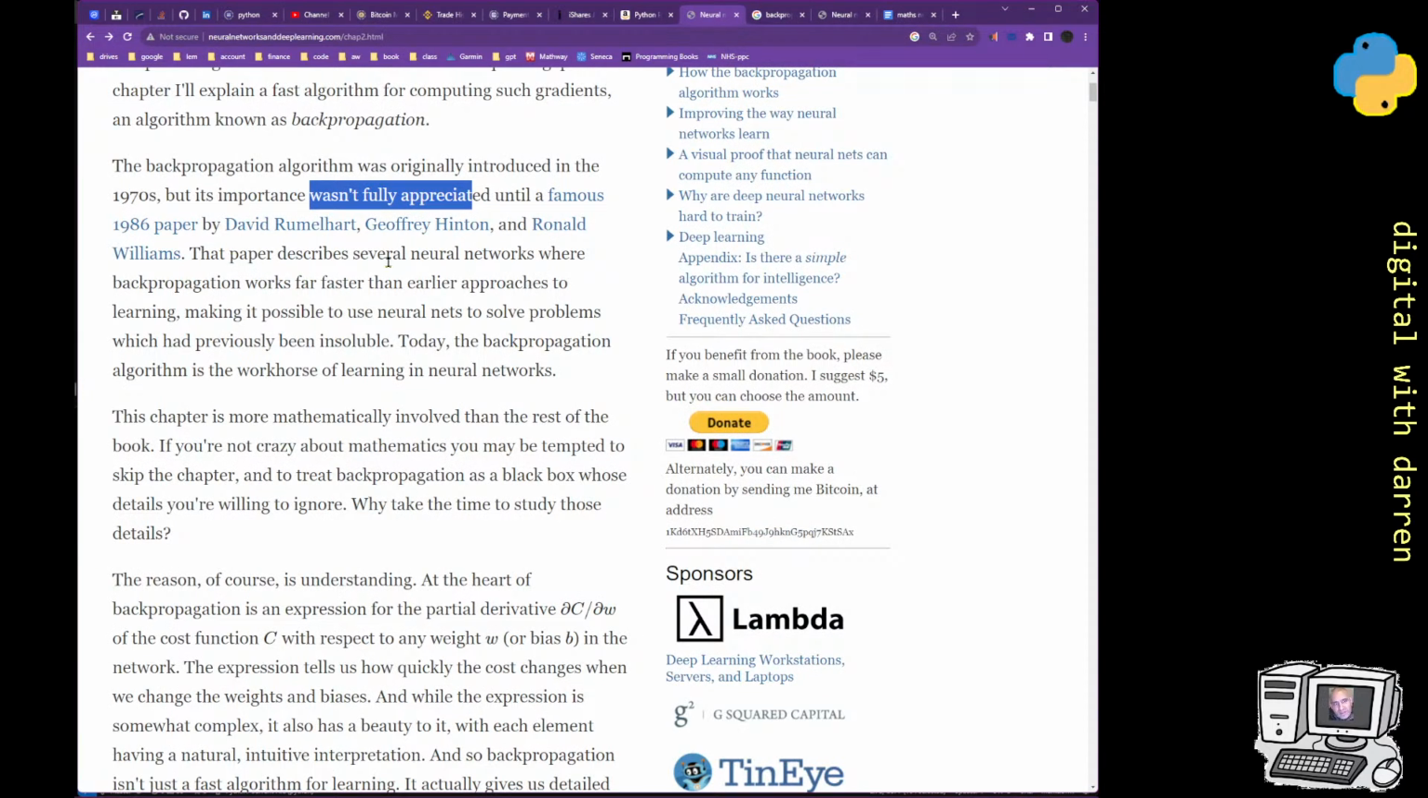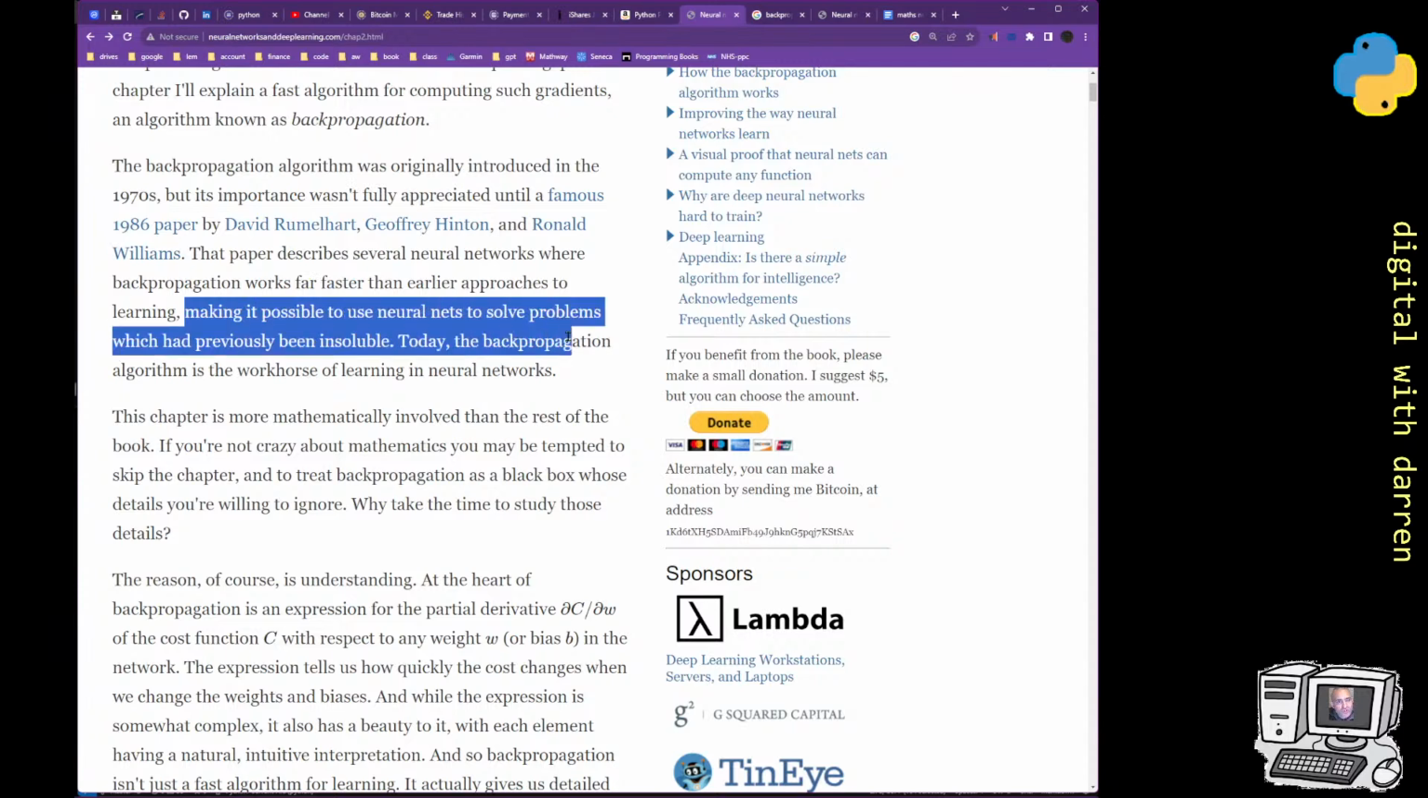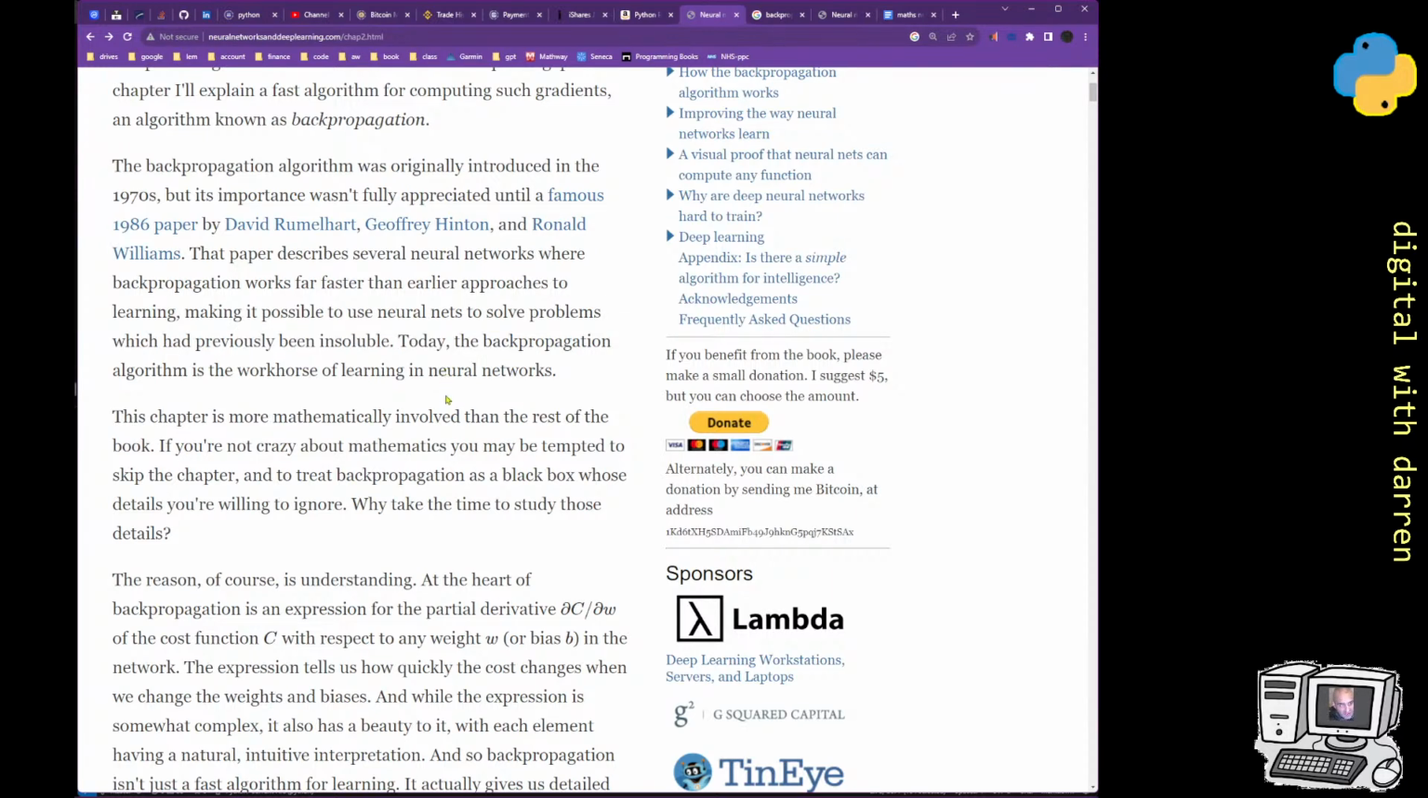The paper describes how, in several neural networks, backpropagation works far faster than earlier approaches to learning, making it possible to use neural nets to solve problems which had previously been insoluble. I think that should be insolvable, not insoluble. Today, the backpropagation algorithm is the workhorse of learning in neural networks. Now, what is backpropagation, right?